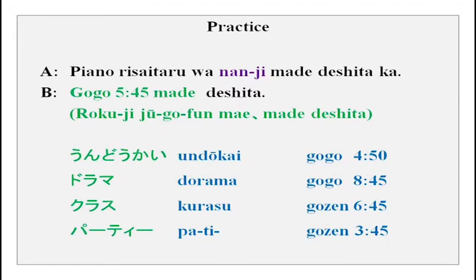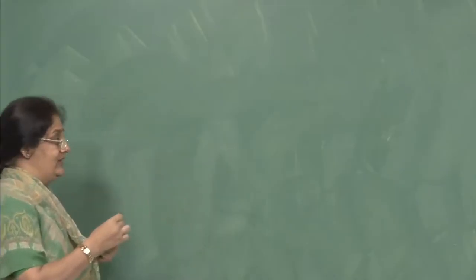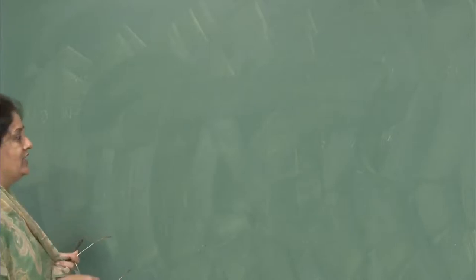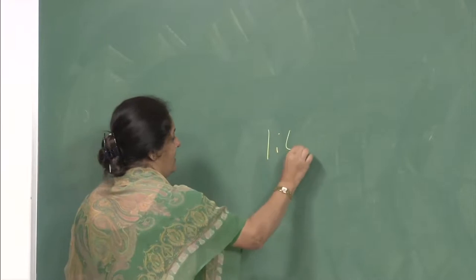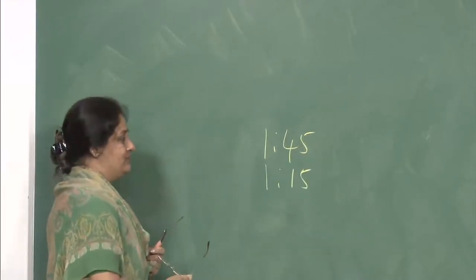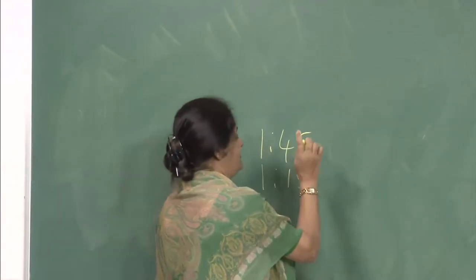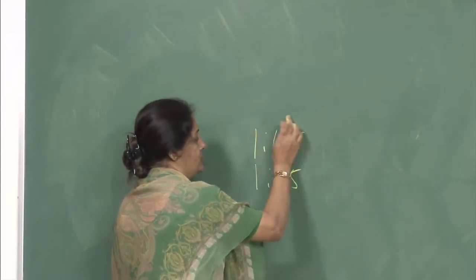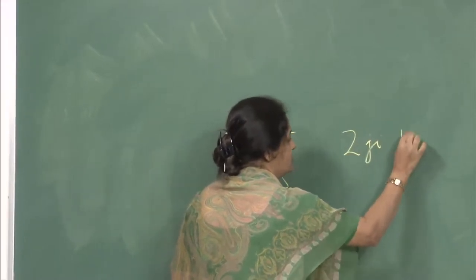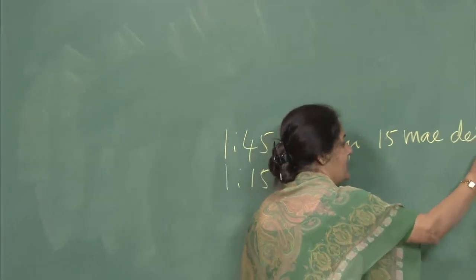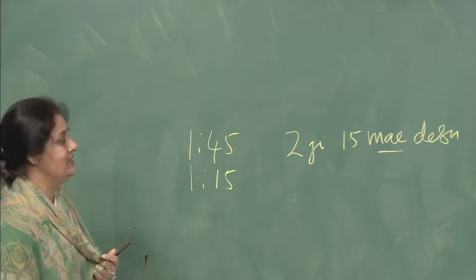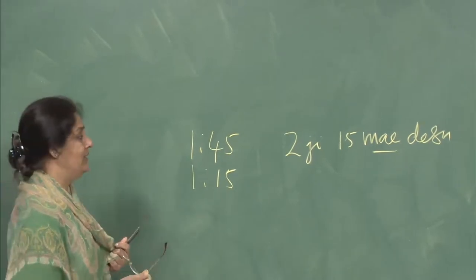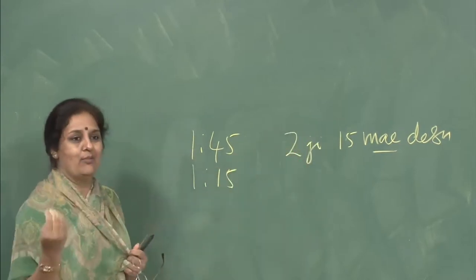Now, we have done minutes, we have done 1:30, we have done 1ji 20pun, 1ji han, 1ji 30pun, 1ji 40pun. Now, what about 1:45? It's very simple. Nothing much is to be done over here. Well, 1:45 is 1ji 45fun, and it would also be 2ji 15fun mae desu. Now, mae means before or earlier. So 1ji 45fun would be 1 hour 45 minutes, and 1:45 would be 2ji. You say the time first, 2ji 15fun mae desu. It's 15 minutes to 2. You can practice over here.